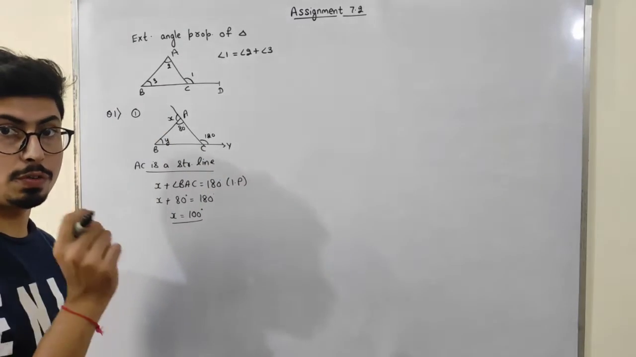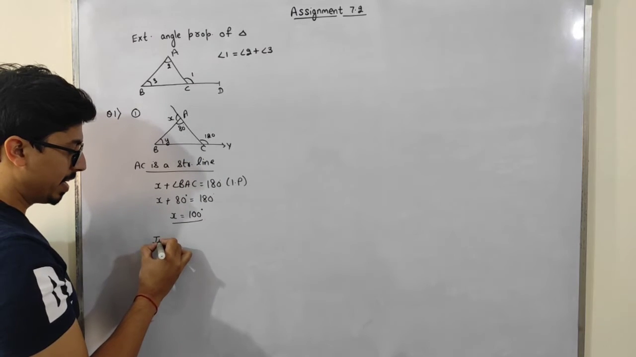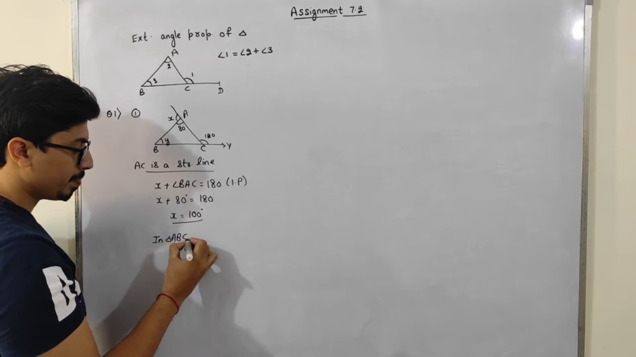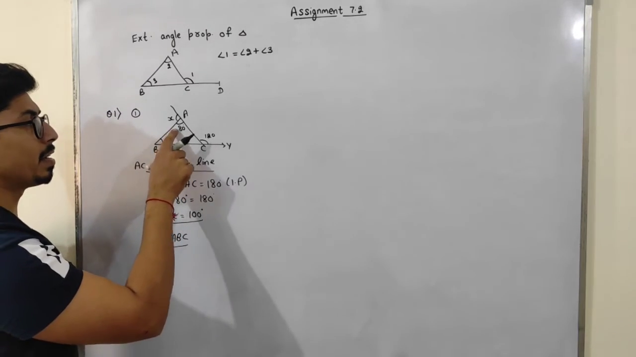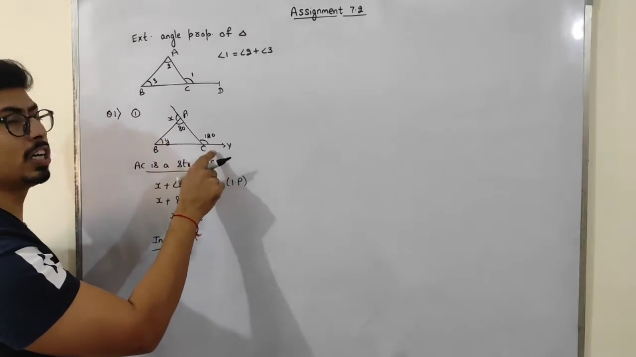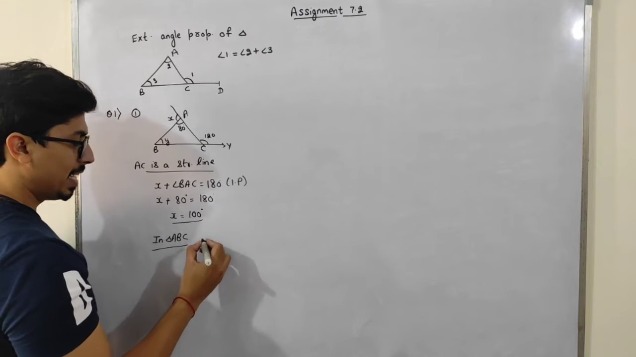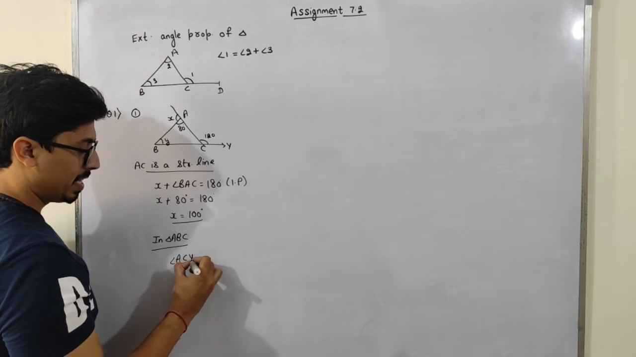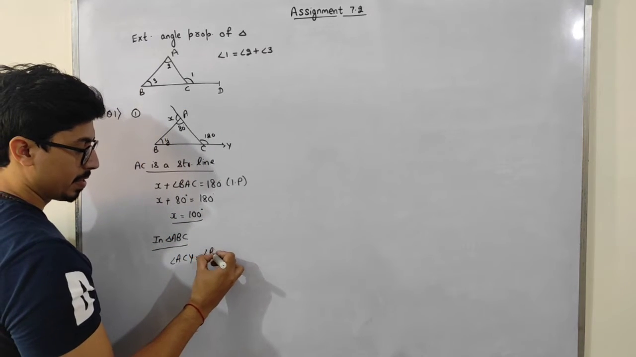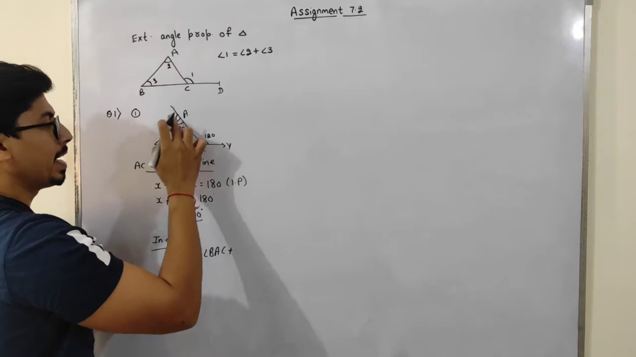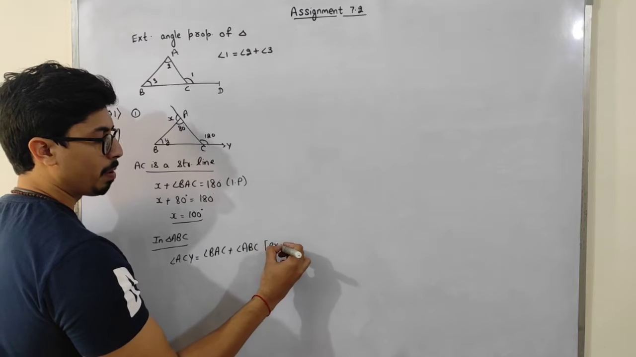Now what we have to find out? We have to find out the value of Y. See, now if I take triangle ABC, students, in triangle ABC, this angle is 80, this angle is Y, and besides these two angles we have an exterior angle at C as well. So we can use the exterior angle property, that is, this angle ACY is equal to this 80 degrees, that is BAC, plus angle ABC. The reason is the exterior angle property.